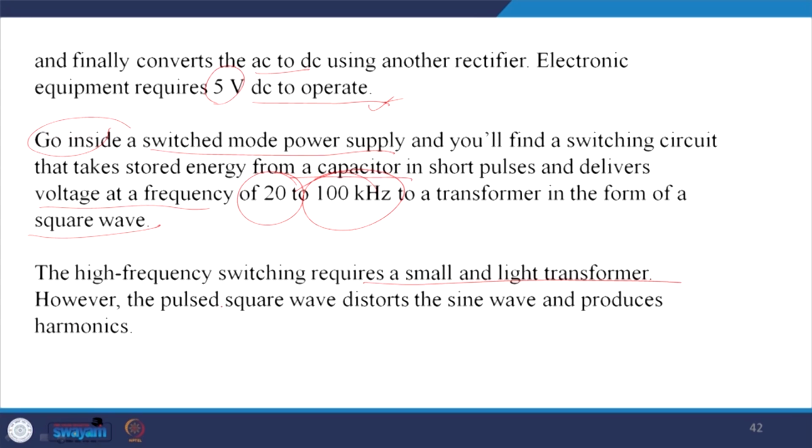However, this pulse square wave distorts the sine wave and produces harmonics. So, if possible in your lab, maybe open up your laptop charger and just try to see what kind of current you are taking once you operate your laptop. You will find a lot of distortion in it due to the SMPS.